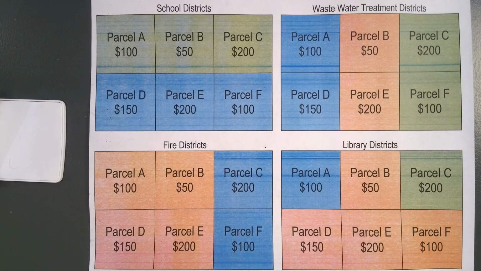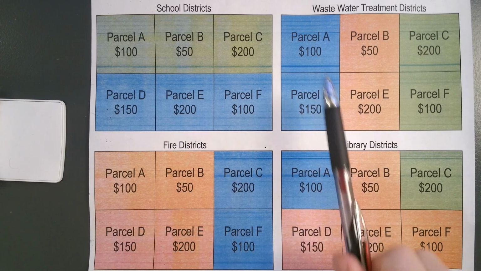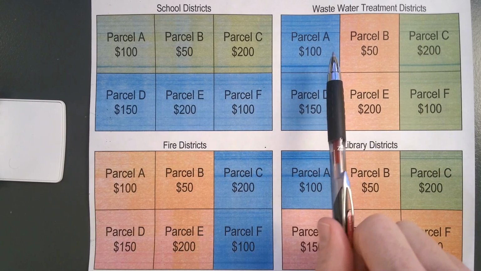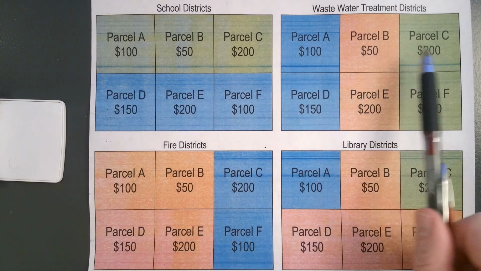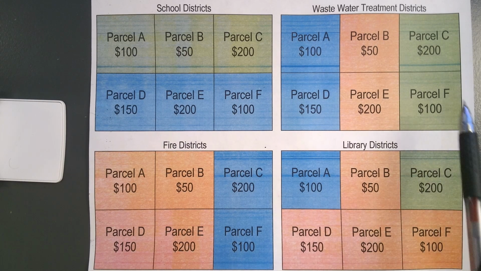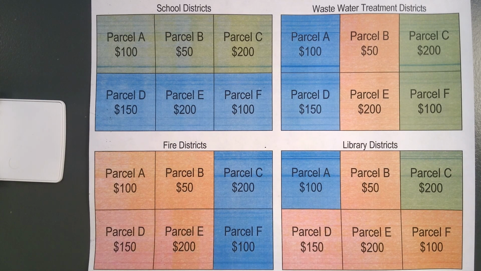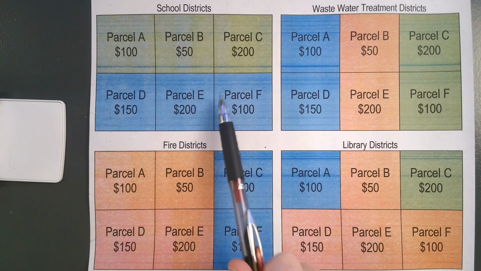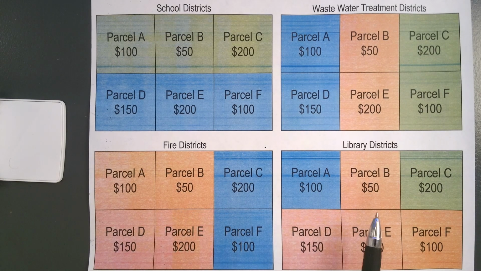Now let us talk about public services and property tax rate setting. Suppose that you have a jurisdiction and in this jurisdiction you have 6 parcels. I have labeled those parcels A through F. Now you have various assessed values with each of those parcels. Note that this is always the same, 100, 50 and so on, all the way to 100 for parcel F. And then you have 4 public services. You have schools, wastewater, fire, and library.